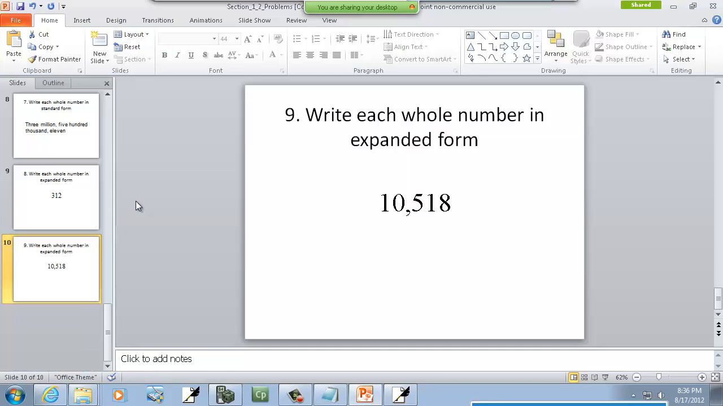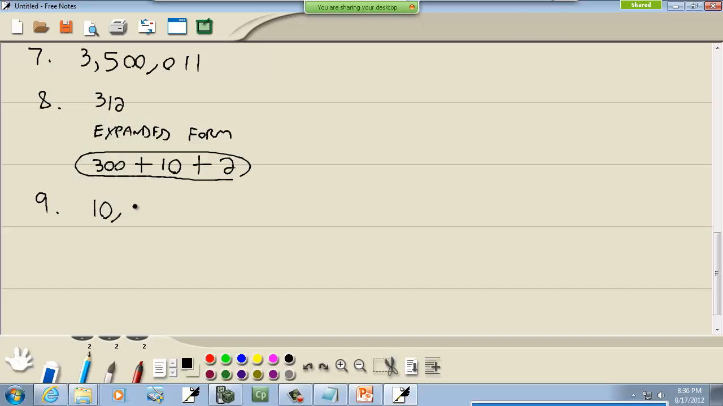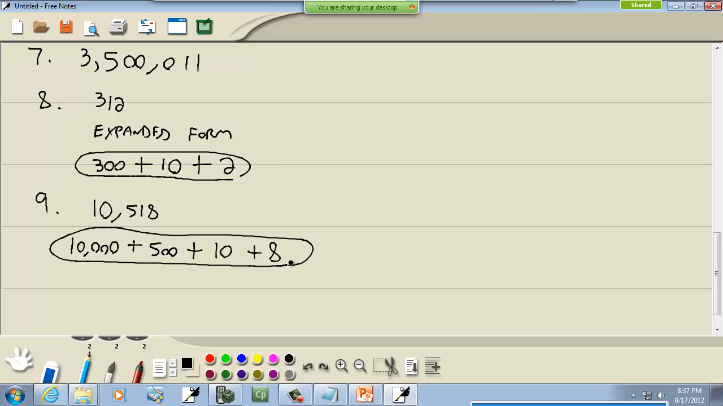Let's look at this one. 10,518. Well, this is in the 10,000s place, so we have 10,000 plus. There is no digit here; it's 0. I mean, you could have 0 thousands, but that's nothing. This is 5, so this would be 500. This is 1, so it's 10. Then 8 is our ones, so it looks like that. And that would be your answer.